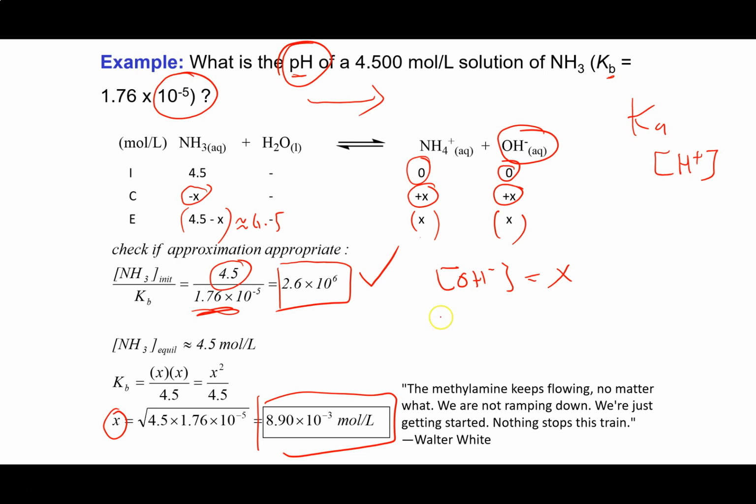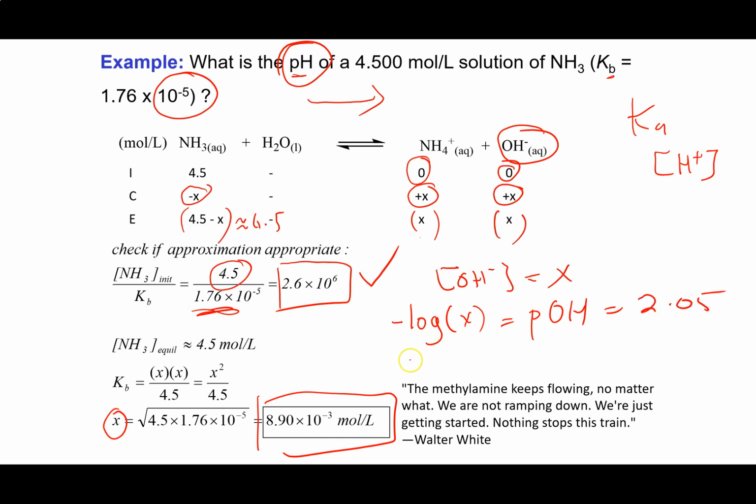So what have I got to do here? Well, if I take the negative log of x, that's going to give me the pOH. But I want the pH, right? I want the pH. So I can do that. I can get the negative log of that. So negative log of 8.9 by 10 to the minus 3, and that gives me a pOH of 2.05.